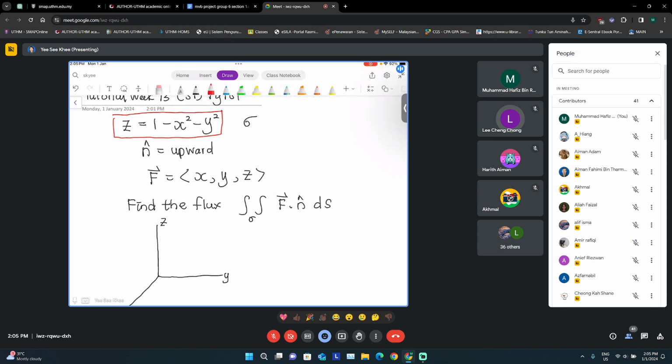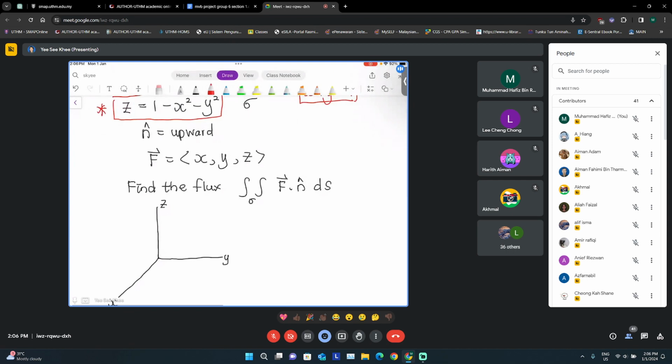Because usually if it is a cylinder, they will give you an equation something like this: X squared plus Y squared equals 4. They will give you the equation of the circle of the base of the cylinder. So this is actually a paraboloid.